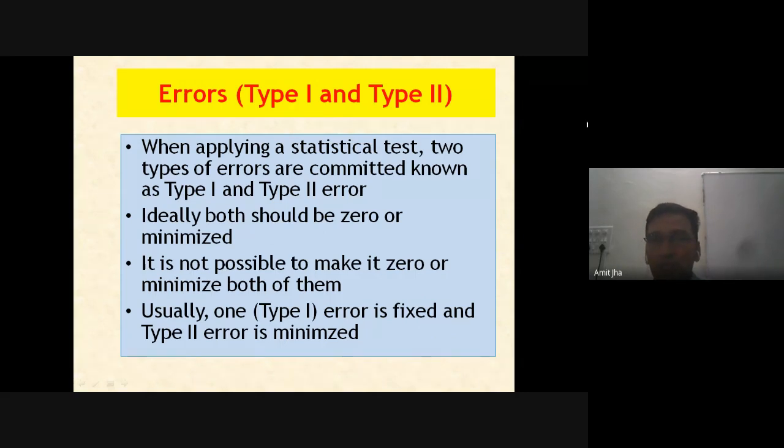Again, when we are hypothesizing or applying a statistical test, of course we are going to commit some errors, and these are known as type 1 and type 2 errors. Whenever we conduct an experiment, it cannot be foolproof. There will be some error. Ideally, type 1 and type 2 errors should be zero or minimized, but in an experiment it is not possible to minimize both of them. So usually the type 1 error is fixed and the type 2 error is minimized.